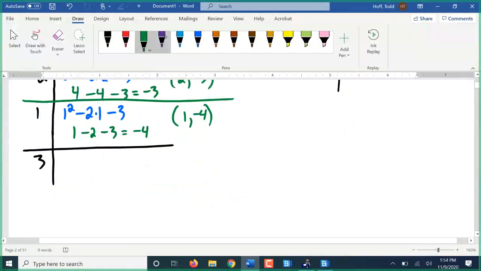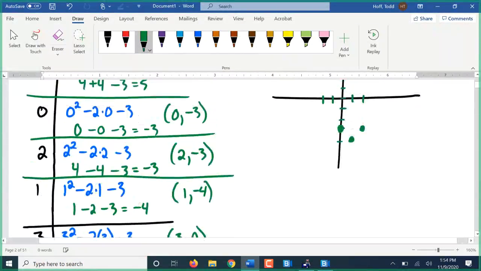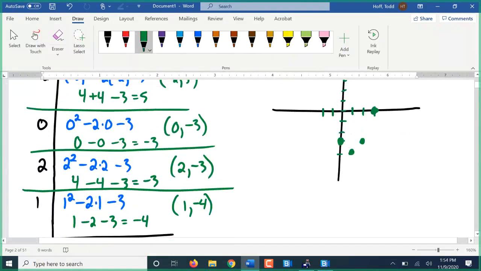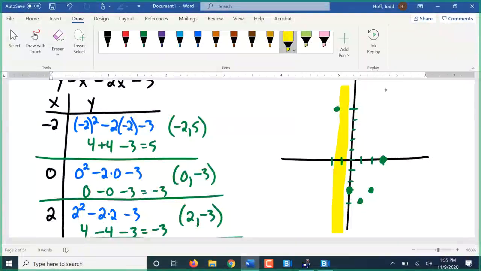If x is 3, y is going to be 3 squared minus 2 times 3. 3 squared is 9. Negative 2 times 3 is a negative 6. 9 minus 6 is 3. Minus 3 is 0. That gives us the ordered pair that when x is 3, y is 0. That is right there. Looking at this, I would say maybe I want to know what's going on right here at x equals negative 1, and one more step over here at x equals 4.